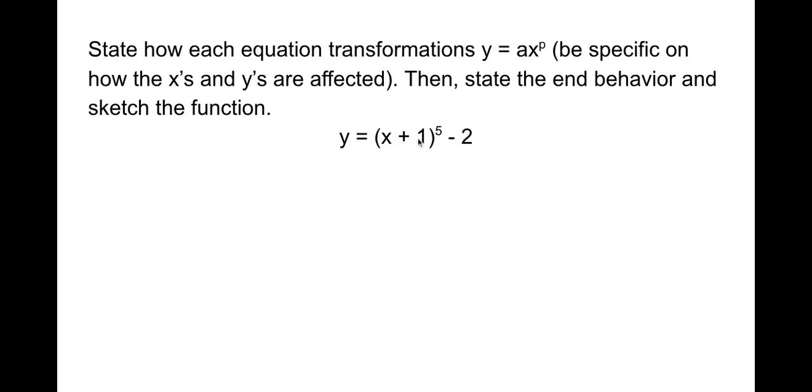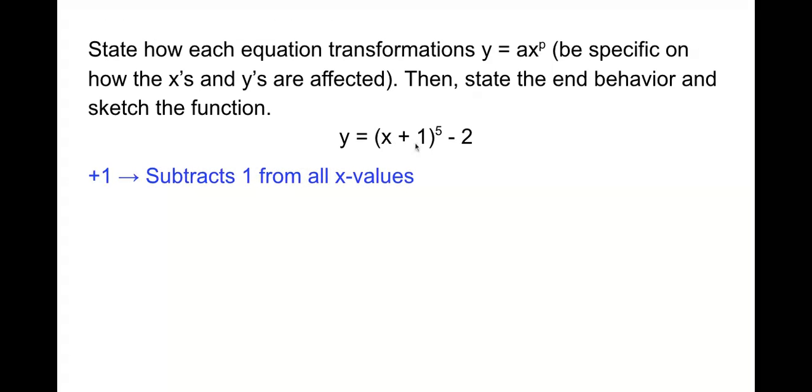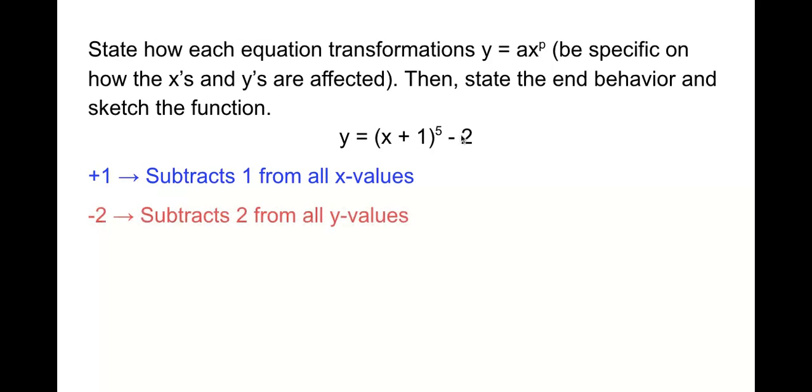So this plus 1 will affect the x's. So when I add 1 to all the x's, to compensate I'll need to subtract 1. That plus 1, again, underneath this fifth power, so it's inside the parent function, I'll need to subtract 1 from all the x's. This minus 2 is outside, so once I do all this work, I'll get my y value, and then I'll subtract 2 from all of those. So that negative 2 subtracts 2 from all the y values.